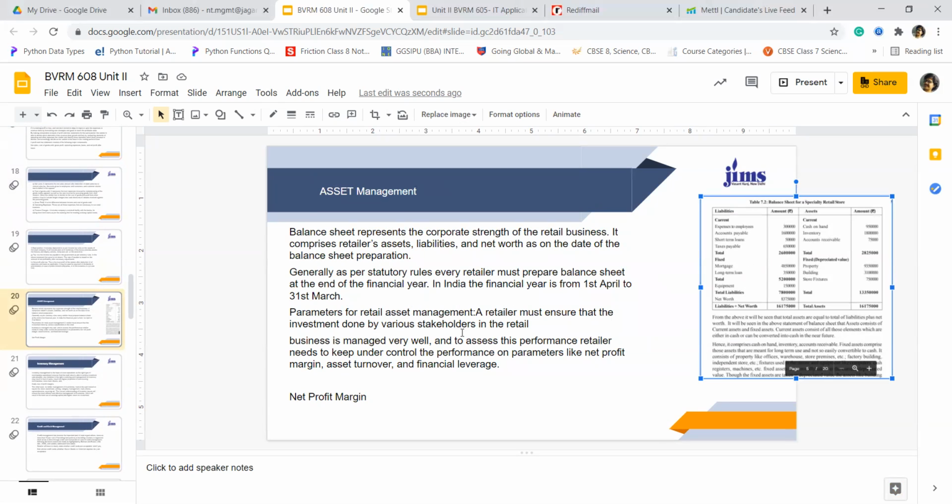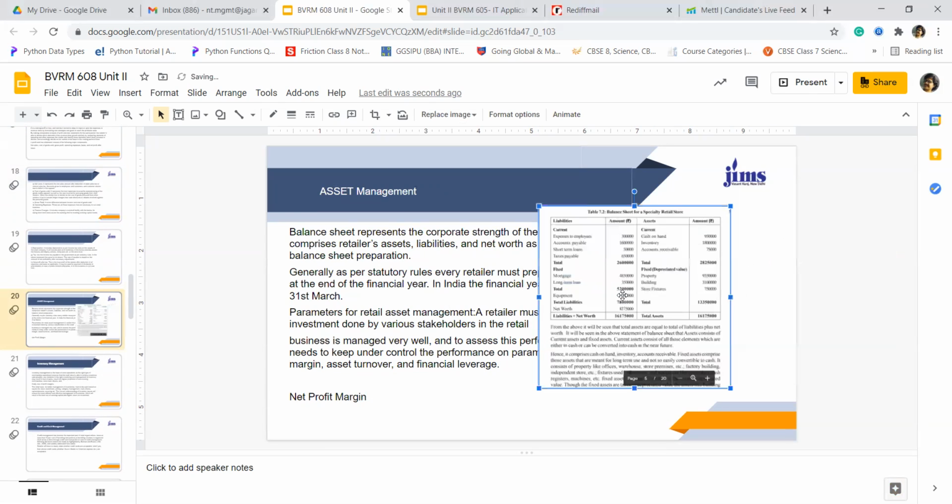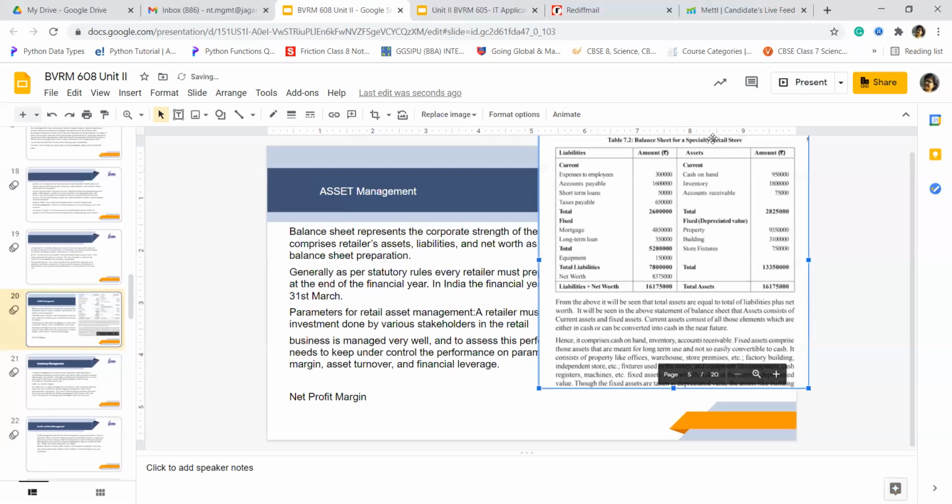Parameters for retail asset management. A retailer must ensure that the investment done by various stakeholders in the retail business is managed very well, and to assess this performance, the retailer needs to keep under control the performance on parameters like net profit margin, asset turnover, and financial leverage. We will see here the balance sheet of a specialty retail store.